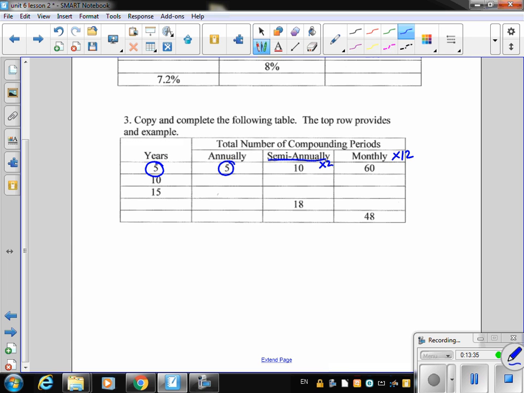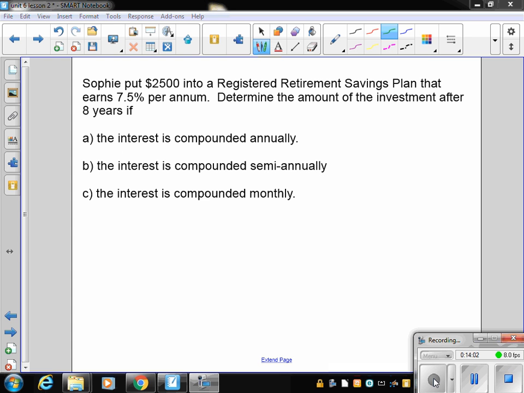If you were going to leave your loan, your investment in the bank for 10 years, and they compounded it yearly or annually, they would give you interest 10 times. If it was semi-annually, they would give you interest 20 times. And if it was monthly, 120 times you would be given interest. Can you and your friend complete that chart together as well when you get to class?